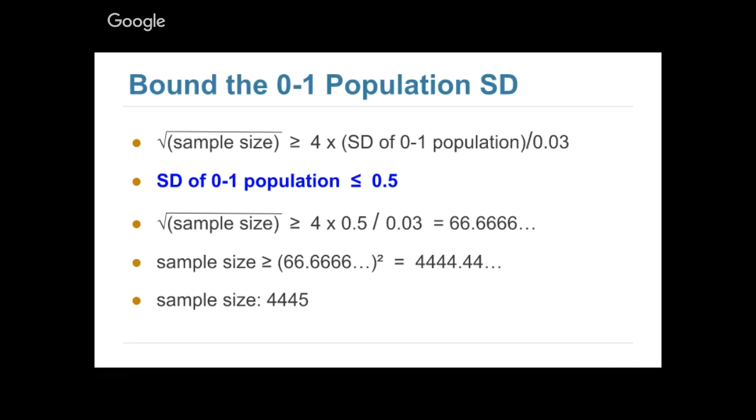Is there a way to do it if we have a different type of population that's not just zeros and ones? Unfortunately not. If the population can be any number, the standard deviation can also be any number. If we don't restrict the population, the standard deviation can be as big as we want it to be. Any other questions?